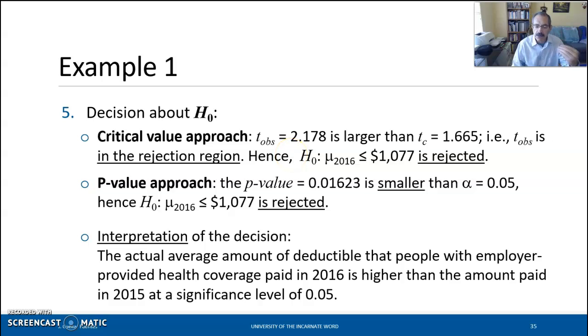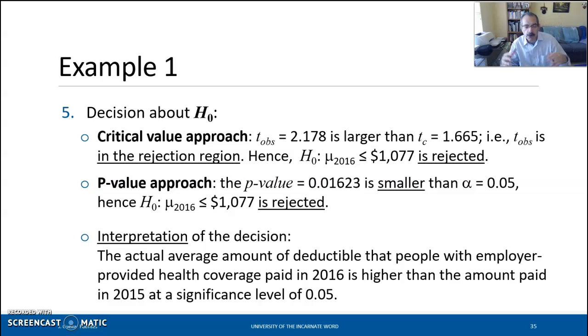Once you reach this statistical conclusion of whether to reject or not reject the null hypothesis, you need to interpret that decision. Now we're going to translate it into the practical conclusion. The actual average deductible that people with employer-provided health coverage pay in 2016 is higher than the amount paid in 2015 at a significance level of 0.05. So again, our conclusion is that the amount paid in 2016 is larger than the amount paid in 2015.